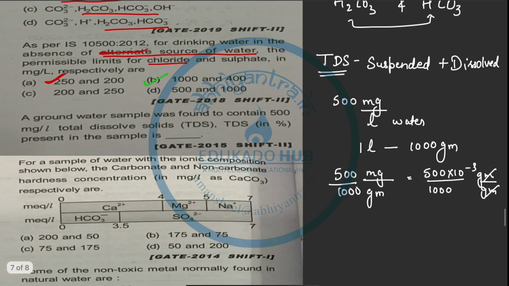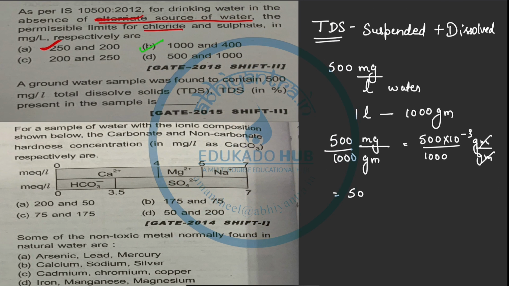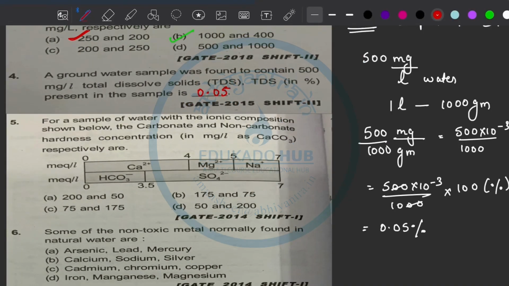So gram to gram cancel, I have to change it into percentage. So it will be 10 to the power minus 3 upon 1000 into 100. So now it has changed in percentage, and it is coming like 10 to the power minus 4, 0.05 percentage. So I can write the answer is 0.05. So this is question number 4. So next is question number 5.